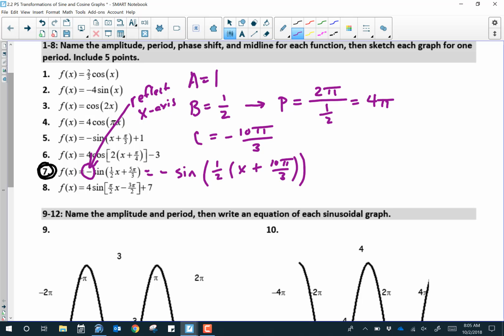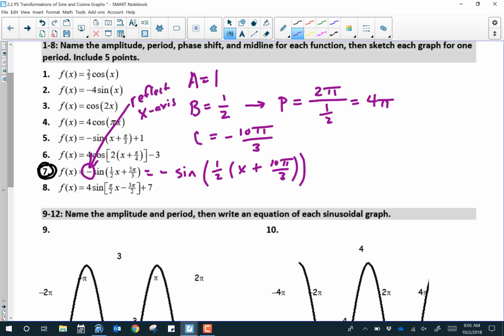If it's inside the argument, it does the opposite of what you think, right? If I see a 1/2, it's actually going to stretch the horizontal component by a factor of 2. And if I see adding 10 pi over 3, it's actually going to shift to the left 10 pi over 3, which is what you did in Algebra 2. All right, what about the midline? What's the D?